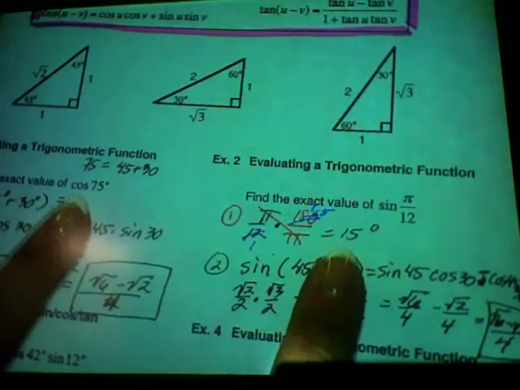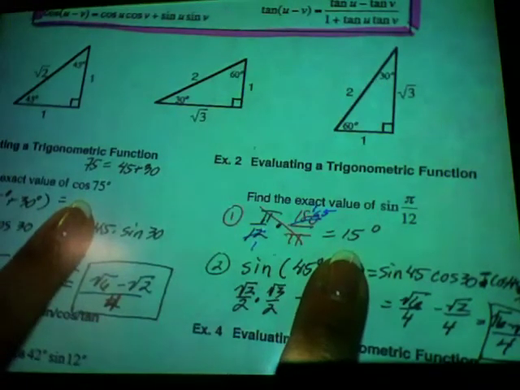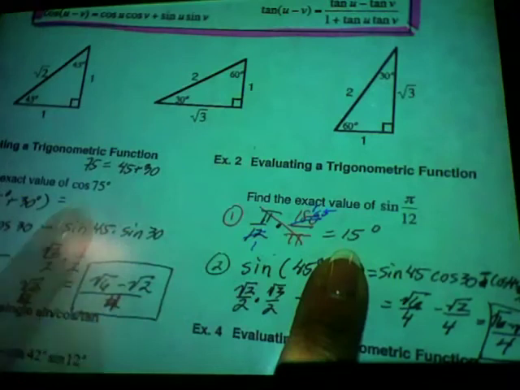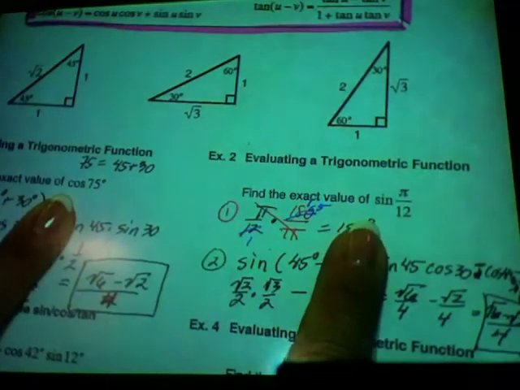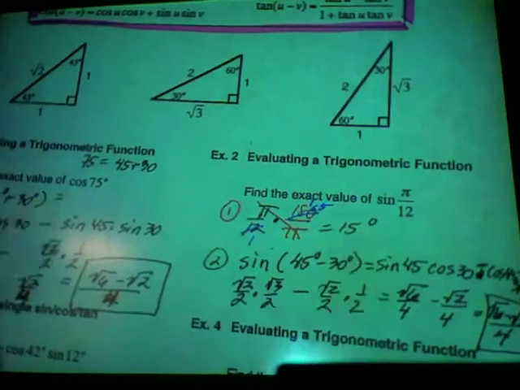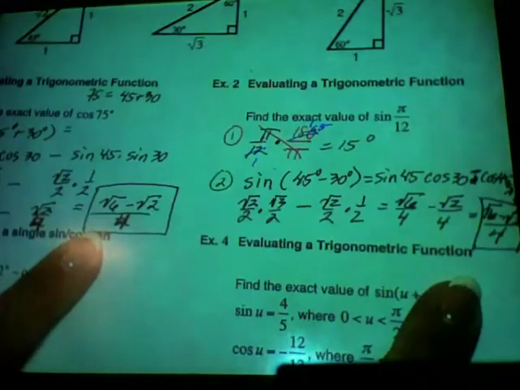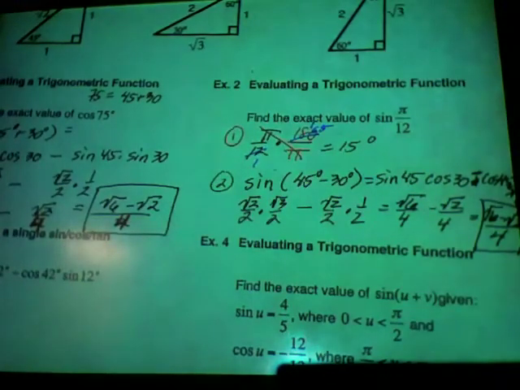All right, so 75 and 15 are complementary, right? And so wouldn't it make sense that the sine of one is equal to the cosine of the other? So this one, the cosine of 75 is exactly equal to the sine of 15. Same answer. Makes sense. They reverse each other. All right, look at example 3.